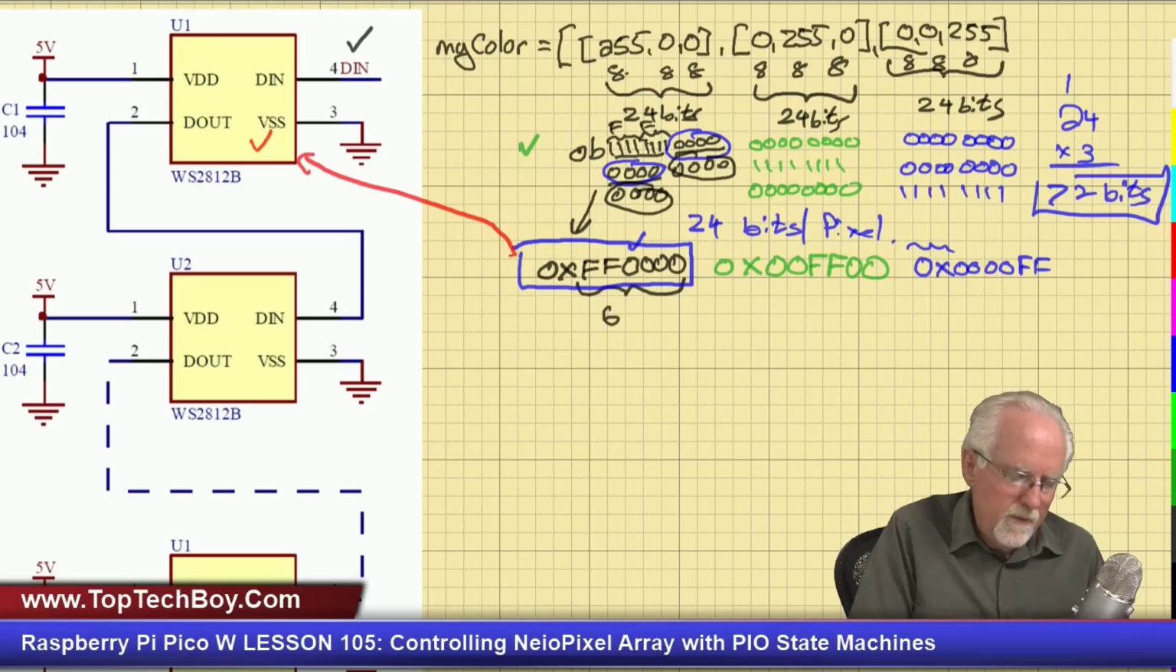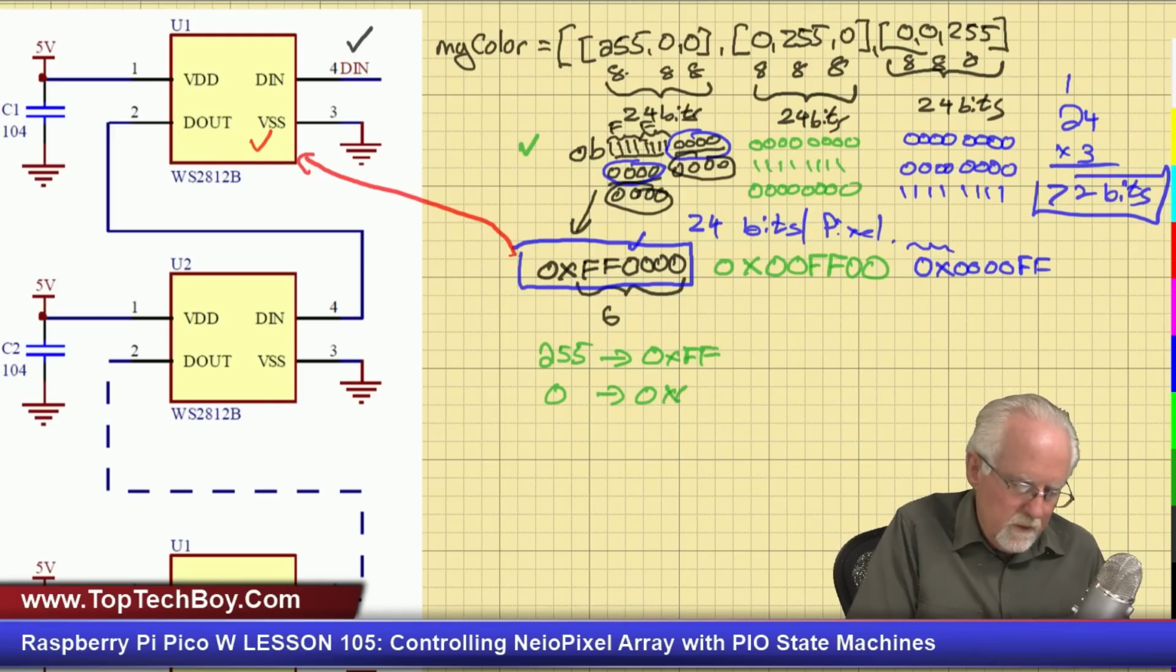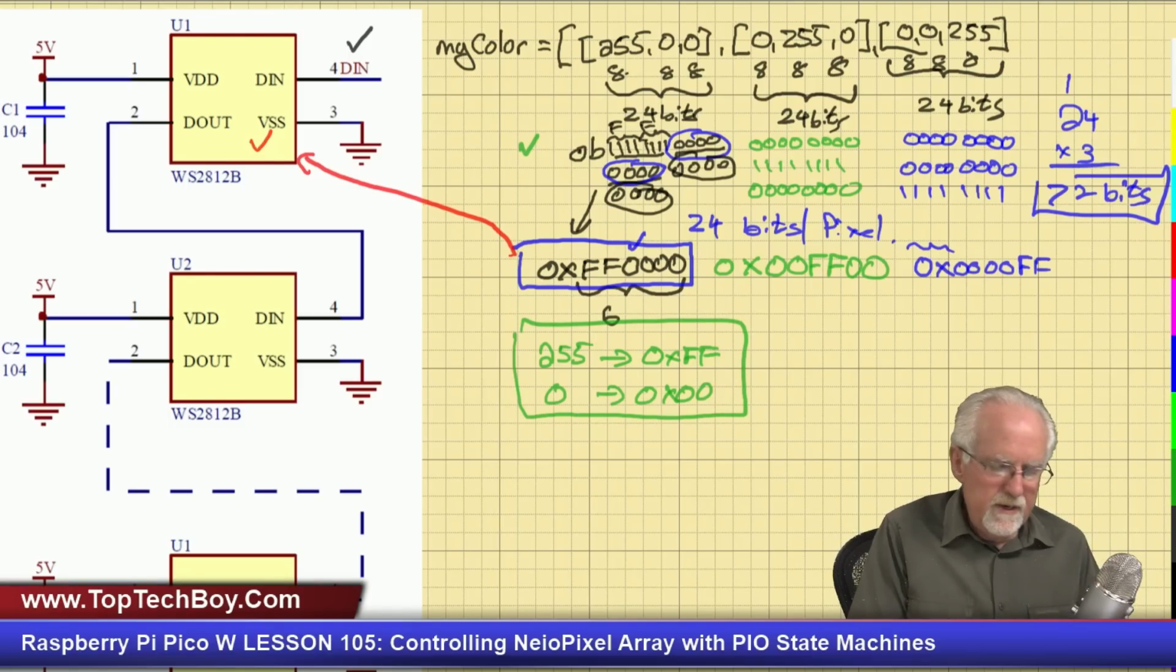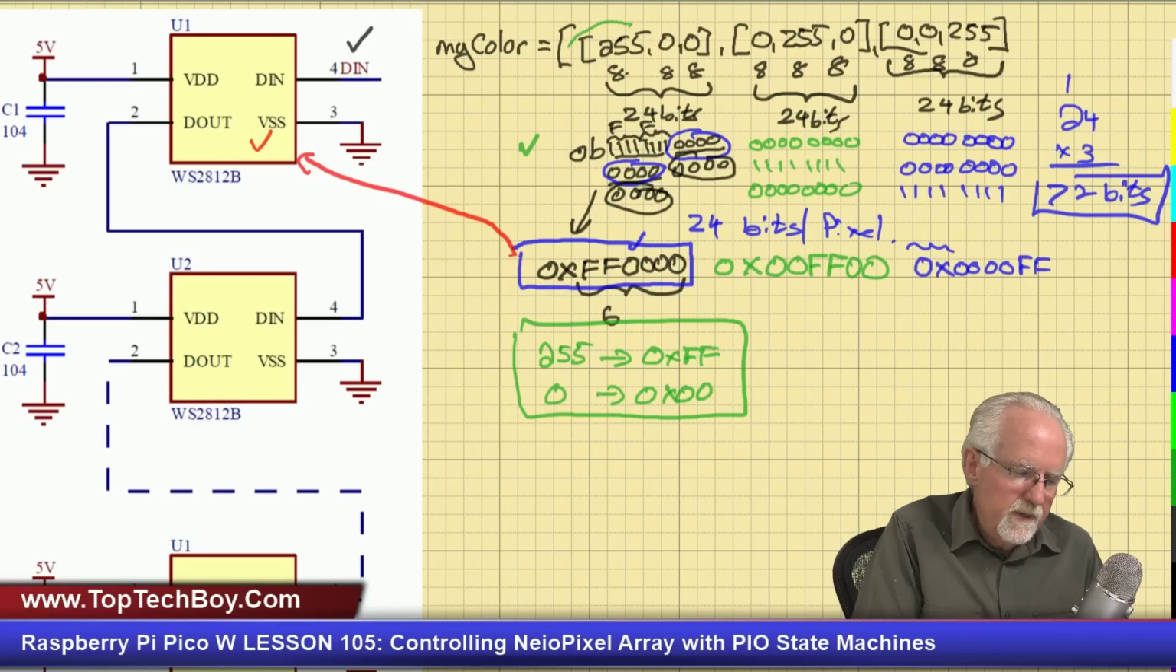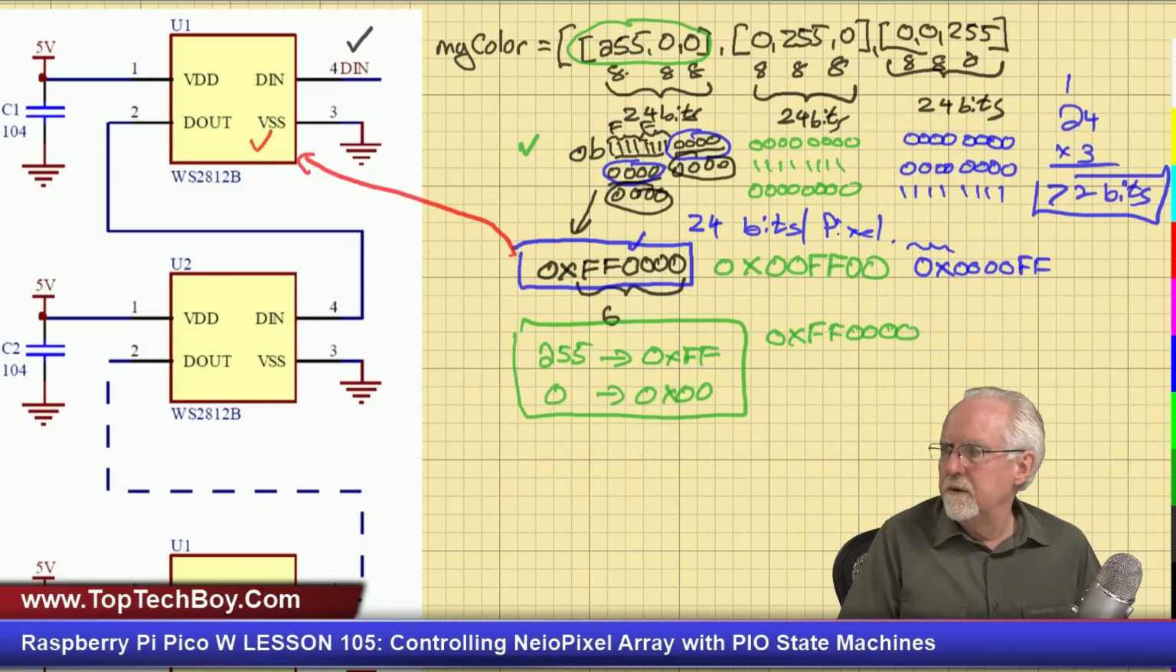Okay, so now what I will say is 255 is 0xFF, and 0 is 0x00. And so those are the numbers. All right. Now in hexadecimal, to send this in hexadecimal is very easy. What would it be? 0xFF0000. That'd be really easy, right?